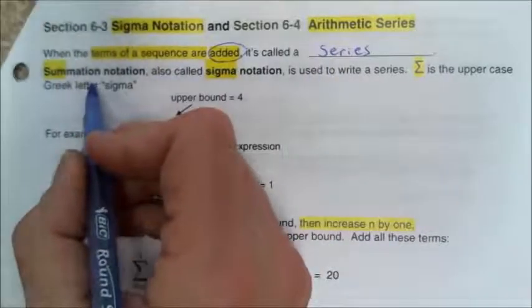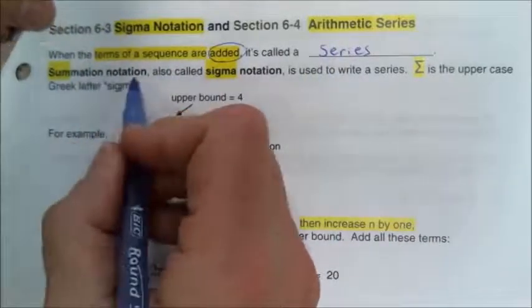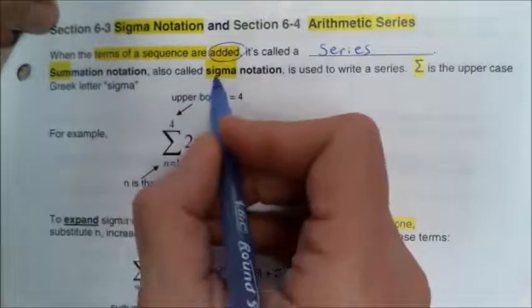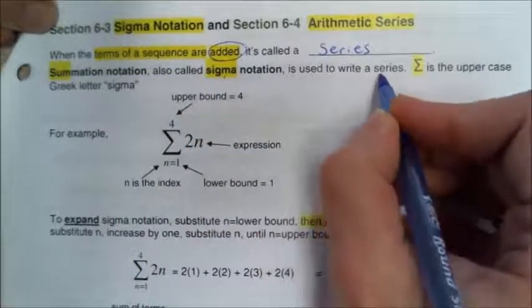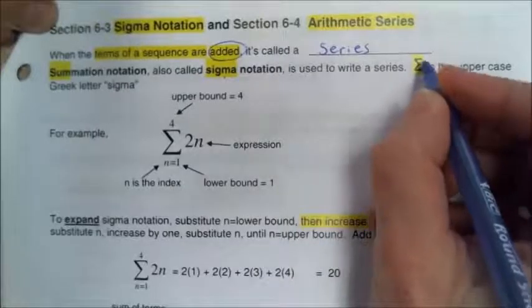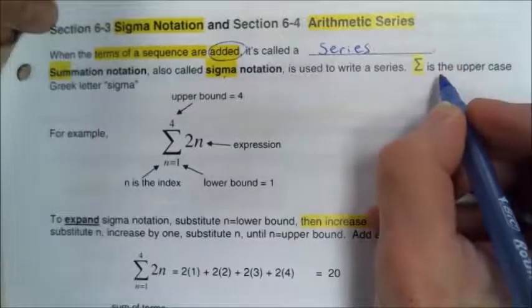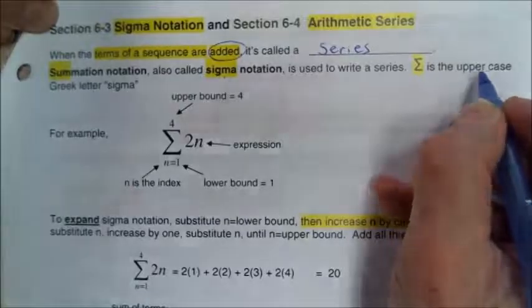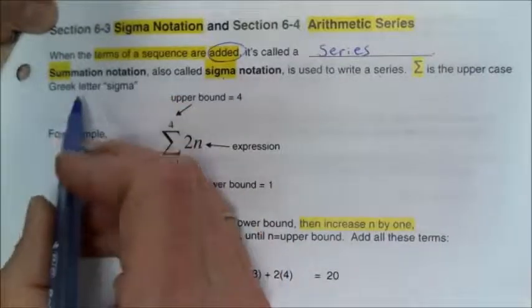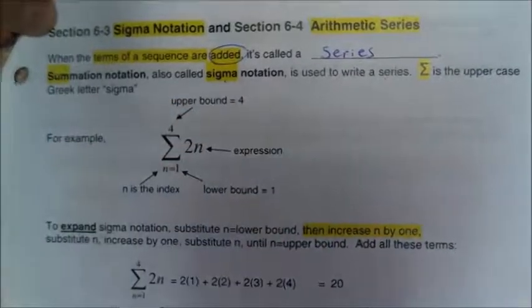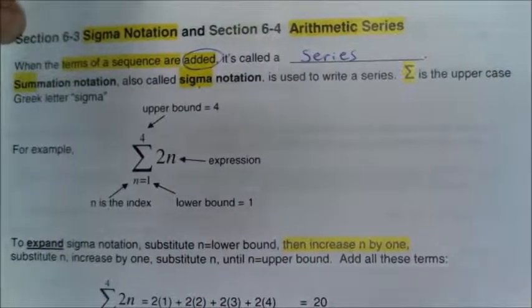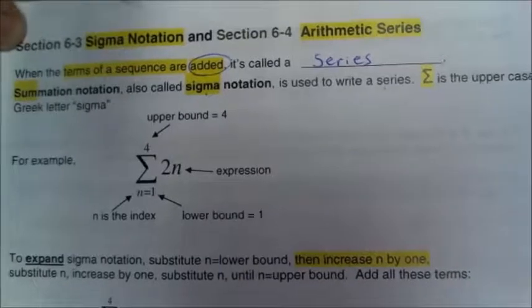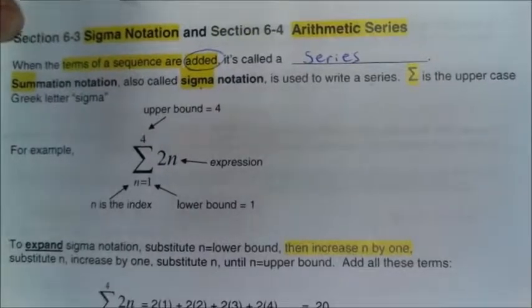Summation notation. Well, that's a phrase. That's interesting. This is also called sigma notation. It is used to write a series. Now this little symbol right here, it looks like an E. It is an uppercase Greek letter, and this Greek letter is called sigma. It's an uppercase sigma. We're going to be learning about a lowercase sigma later on this year, but this is uppercase sigma.